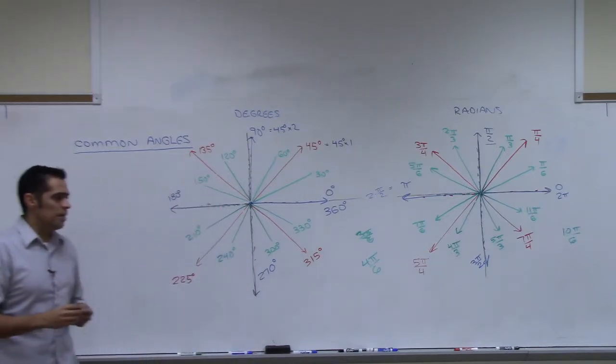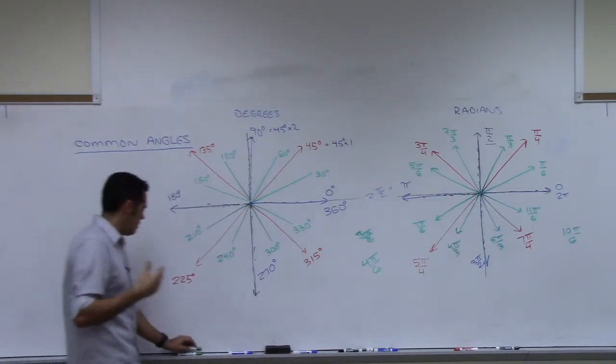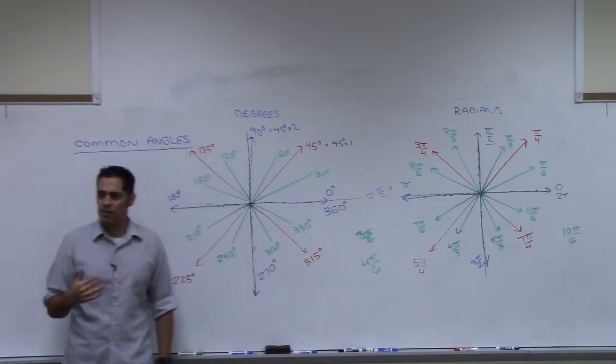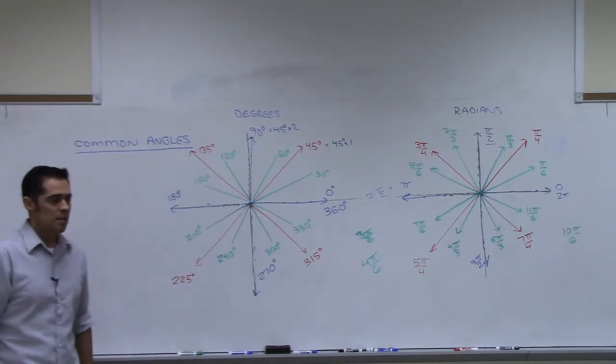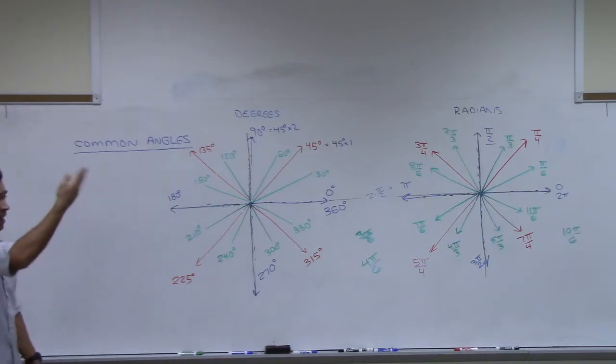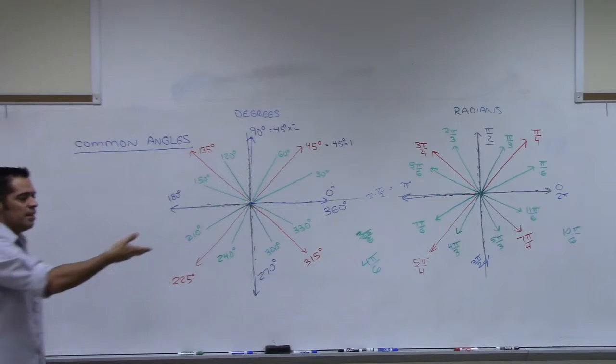People's brains work different ways. I'm not a person who likes to memorize things. My brain doesn't work that way. I'm not good at memorizing things. If I understand how to make that circle myself, I'll never forget it because I understand how to create it.